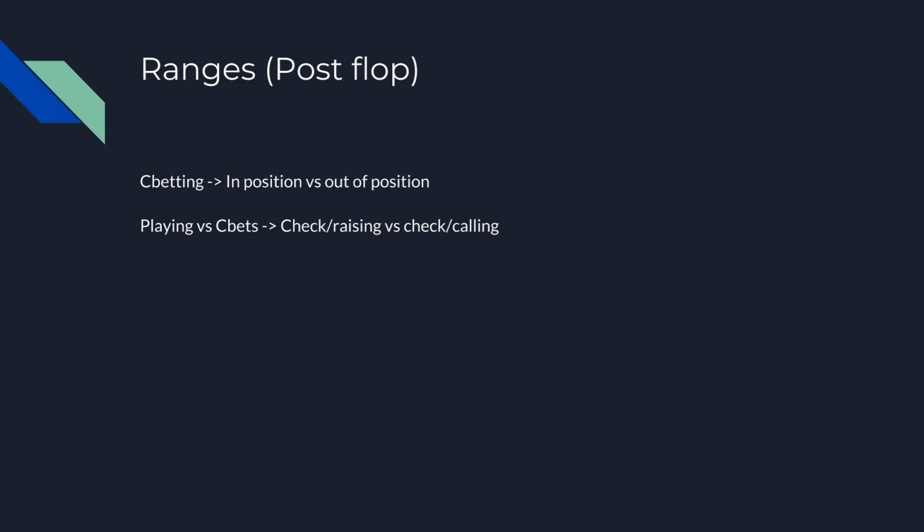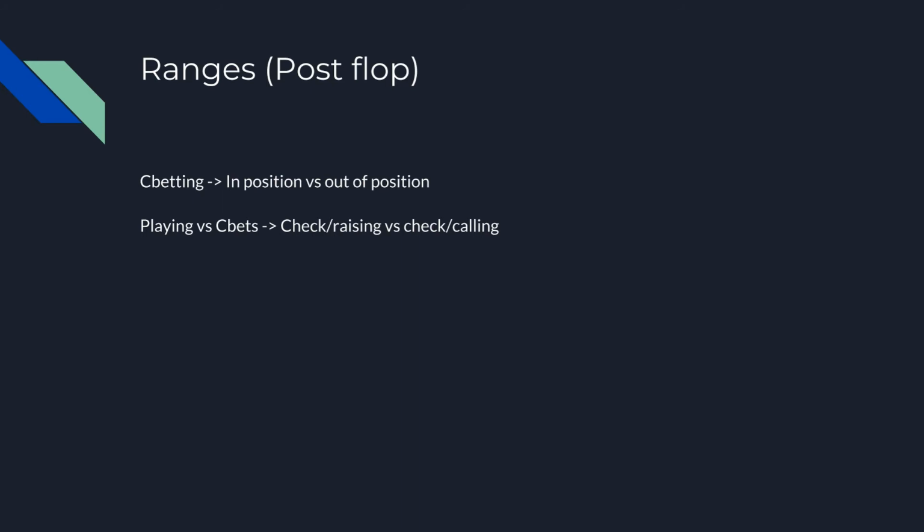Then we have playing versus c-bets. Typically you have two choices when someone bets into you, which is to either check-raise or check-call, or also to fold. Trying to understand what type of hands go into which line or strategic option is really important, because you want to try to make the most money on average with a particular hand, and also think about your overall strategy to come up with that decision and how your opponents are playing.